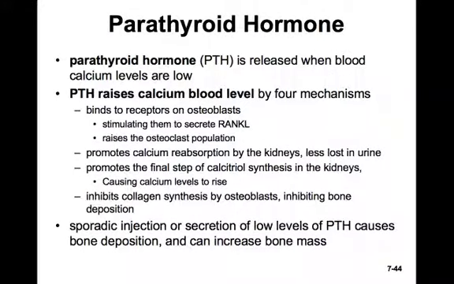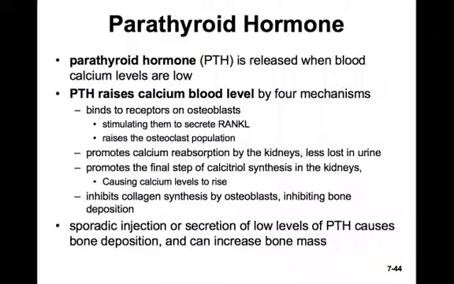Now, parathyroid hormone, a third hormone that's involved in calcium regulation. It's released by the parathyroid gland when blood calcium levels are low. Thus, it acts to raise calcium blood level. It does this in 4 different ways. First of all, it's going to bind to receptors on osteoblasts, and it causes the release of a chemical messenger that's called RANKL. Don't worry too much about what that means for now. But this messenger raises the osteoclast population, and of course will promote bone resorption.